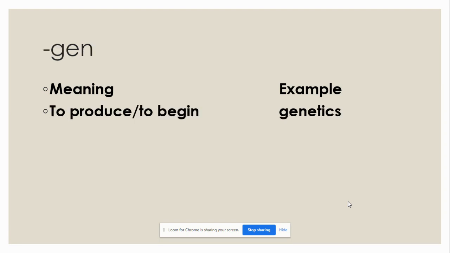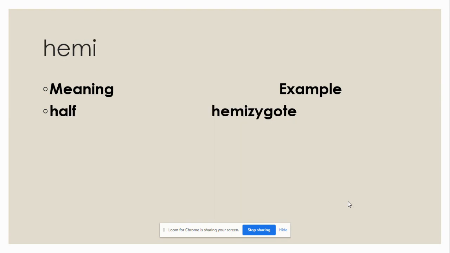The suffix gen can also be used as a prefix. It means to produce or to begin. So genetics is actually the study of how you began. Hemi means half, so hemizygote is just half of the zygote. What other words can we use with the prefix hemi? It's kind of similar to a semicircle in that it's half of a circle. Hemo means blood, so hemoglobin is going to be things that are contained within your blood.